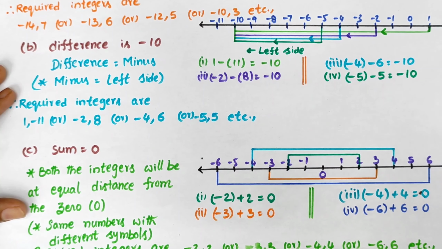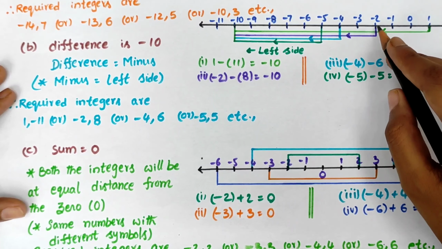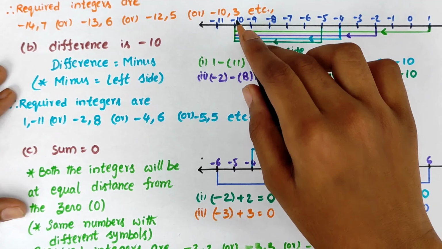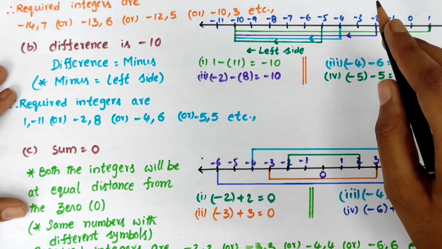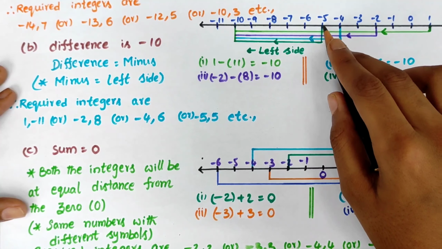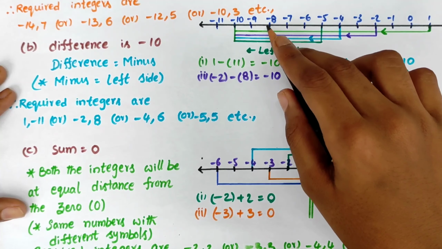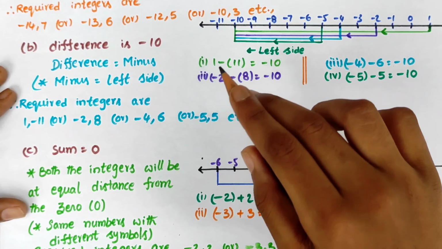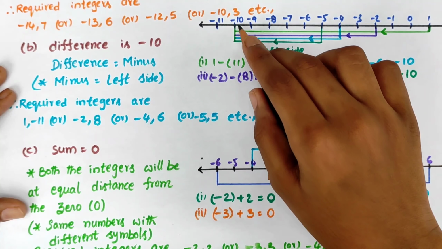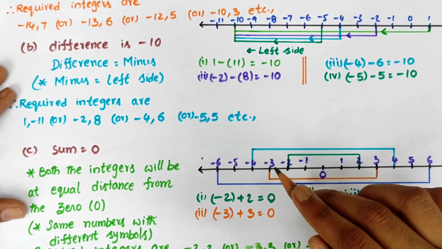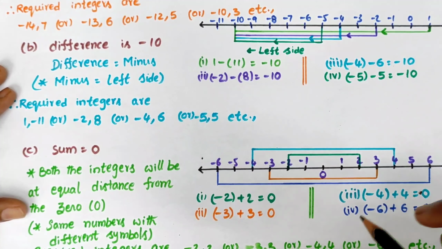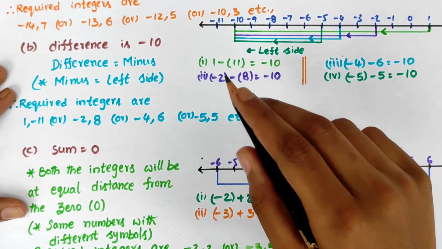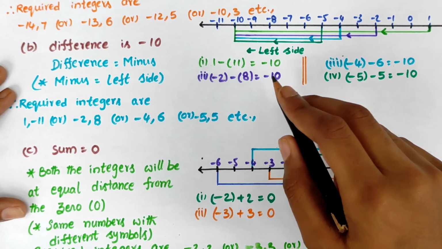Now let us take another example. So 1 over here is minus 2. So from minus 2, we have to reach minus 10, that is the target. So let's count 1, 2, 3, 4, 5, 6, 7 and 8. So minus 2 minus of plus 8 is equal to minus 10. We have reached our target. We have got two pairs. One is 1 minus 11 is equal to minus 10. And the other is minus 2 minus of plus 8 is equal to minus 10.